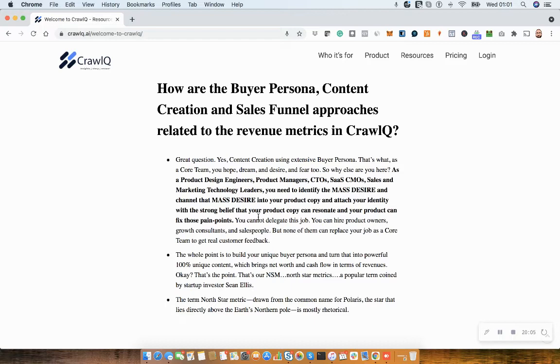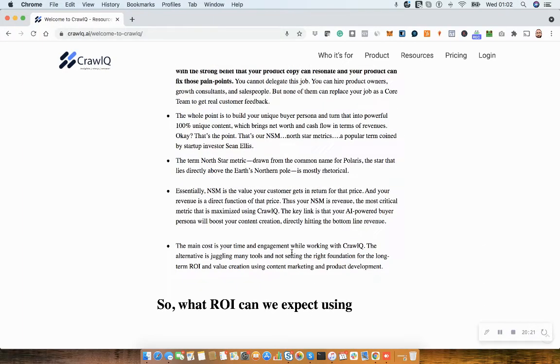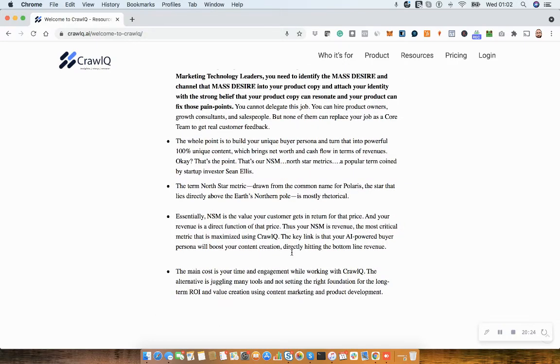Again, the whole point here is to build your unique buyer persona and turn this buyer persona into powerful, 100% unique content which brings net worth and cash flow. Now, I'm not going into the detail of metrics, but what we are trying to achieve here, the main cost is your time and engagement while working with CrawlQ. So you're really putting time and effort here. The alternative is juggling many tools and not setting the right foundation for long-term ROI and value creation using content marketing and product development.